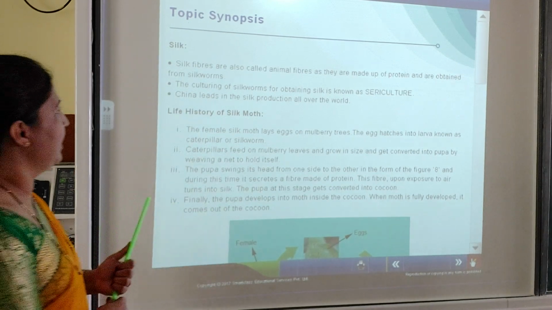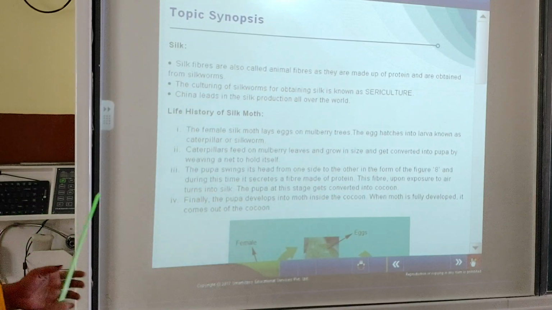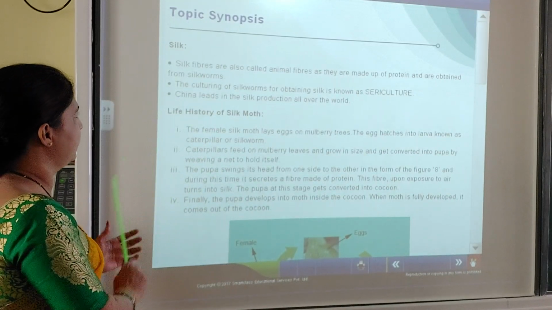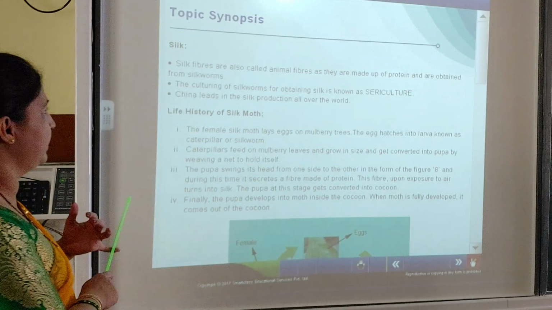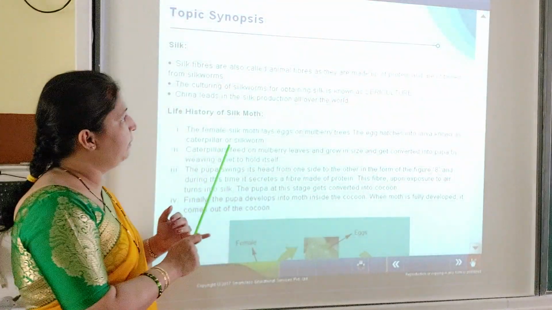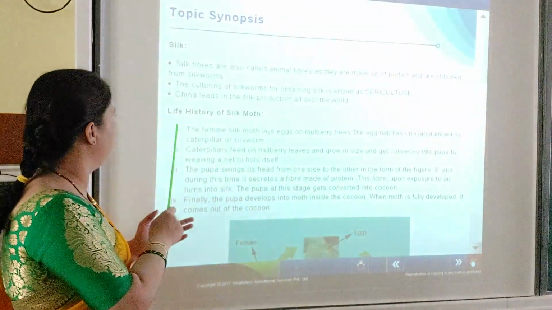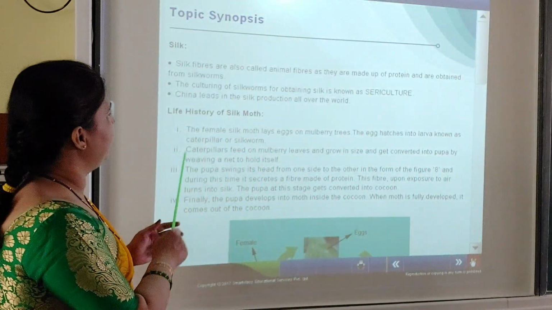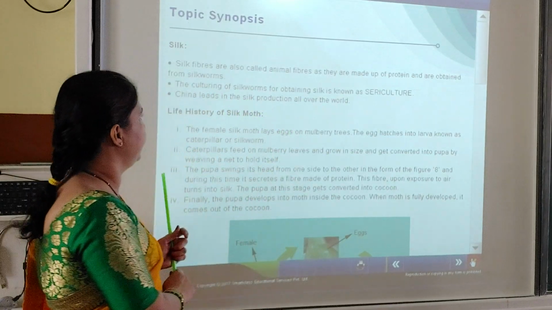Now, silk fibers are also called animal fibers. They are made up of protein and are obtained from silkworms. Already I told you, we have learnt about wool, and this is about silk. This is also obtained from animal fibers, and they are made up of a protein which is obtained from the silkworm. The culturing of silkworm, that is the rearing of the silkworm for obtaining silk, is known as sericulture.